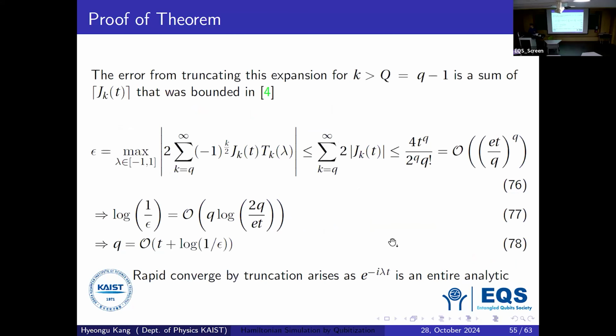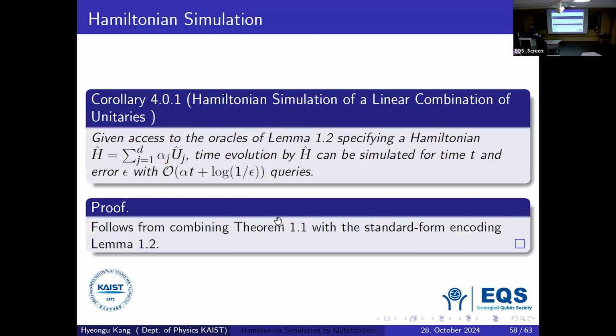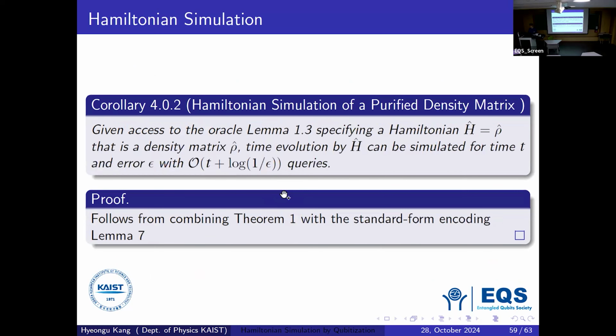And how is it directly related? So for the case of the Hamiltonian simulation, we can combine the theorem one and the standard form encoding to add T time evolution, O(T plus log 1 over epsilon) for the Hamiltonian simulation case, and similar for the purified density matrix case.